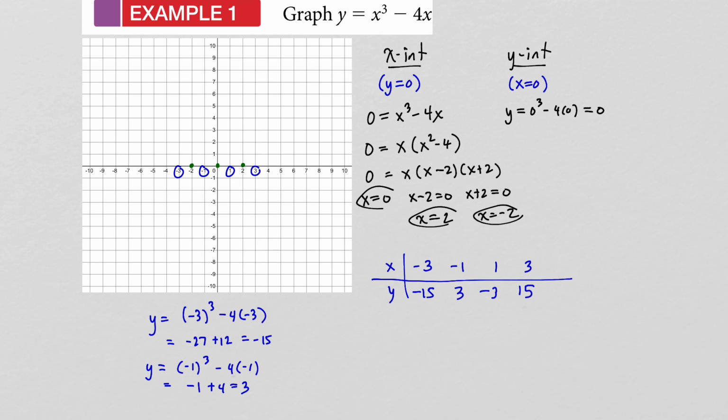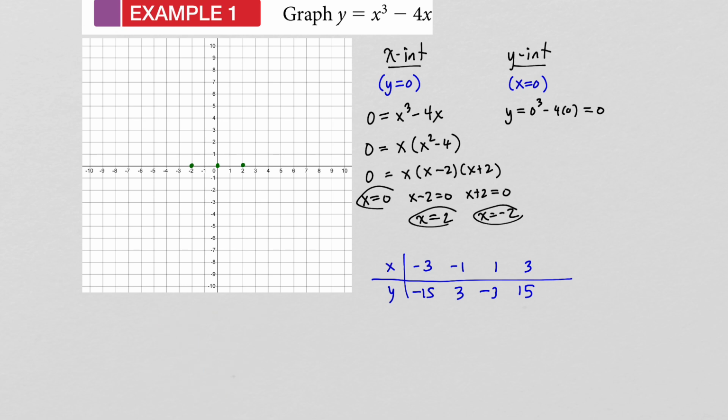And now let's go ahead and graph those additional points. So when we plug in x equals negative 3, we get y equals negative 15. So negative 3 is right here. Negative 15 is way down here somewhere. So I'll go ahead and erase this and put a point down there. So let's see, negative 3, negative 15 is maybe down here. And then we have negative 1, negative 3.